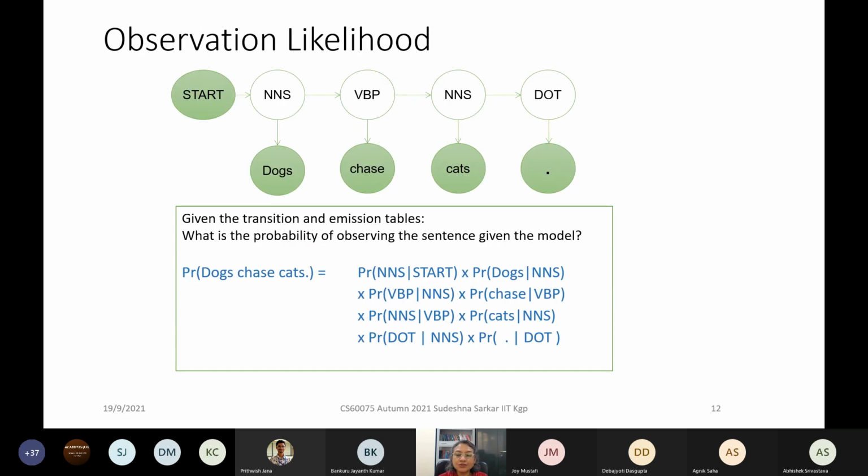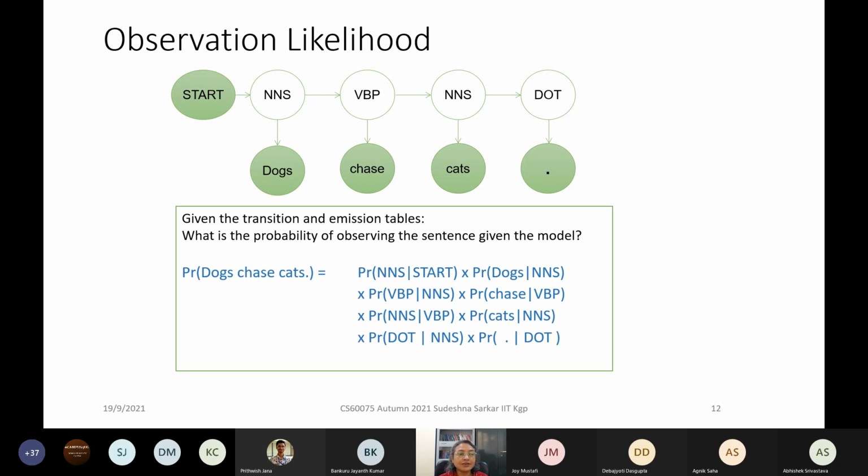Now, we also want to find out the probability of a sequence of words. Suppose we have the sequence of words, dogs chase cats, and we want to find out the probability of this sentence. So by applying this model, this is a type of Bayesian model. So what do we find out?